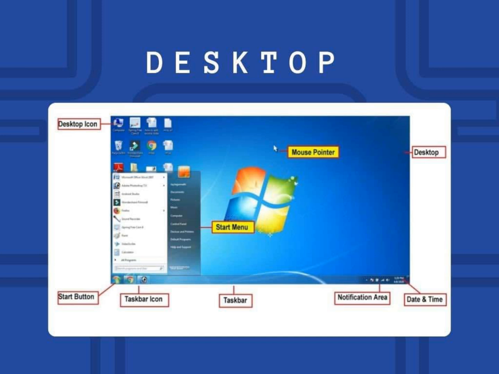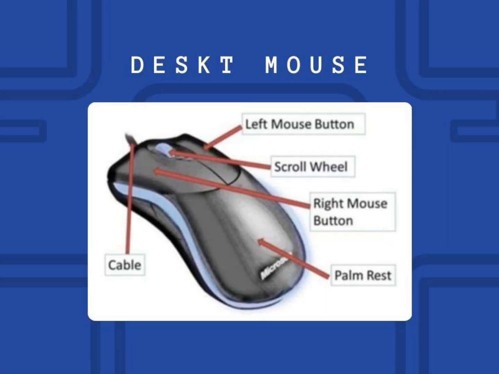Fourth, search box. This allows users to search for files, applications, and settings. Fifth, taskbar. This bar at the bottom displays open applications and provides quick access to them. Sixth, system tray. This area houses icons for background processes and system utilities. And lastly, notification bar. This area displays notifications and alerts from applications and the system.